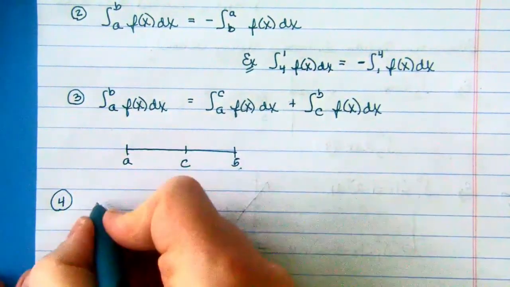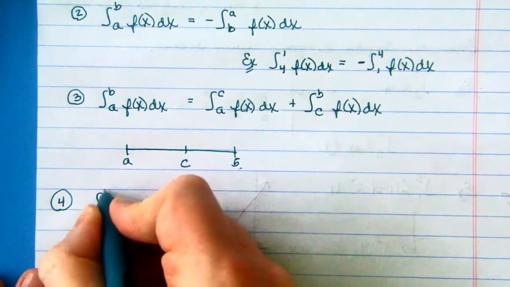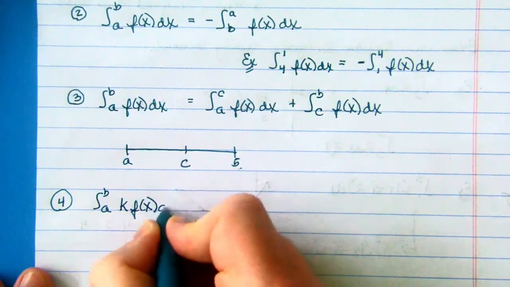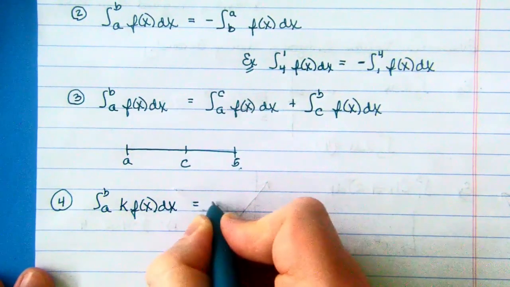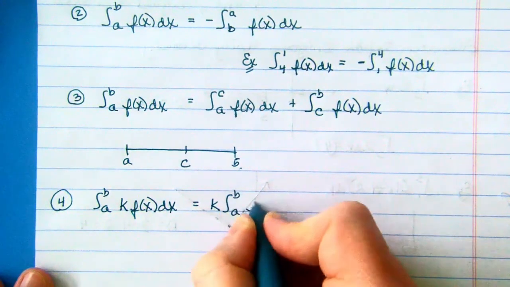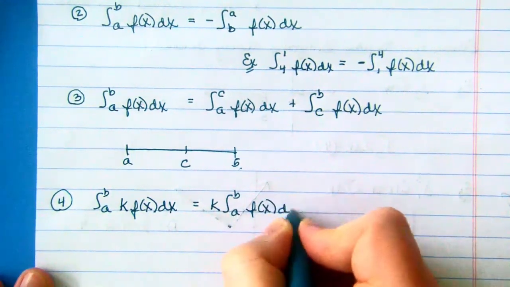Number 4, if I want to do the definite integral of a constant times some function, you're allowed to take that constant and move it out front. So I'm going to say k times the integral from a to b of f of x dx.